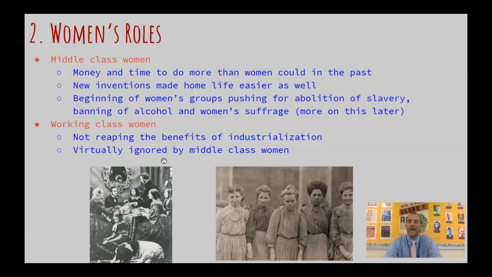Working class women are not going to have these benefits. They are not reaping the benefits of industrialization. The middle class women are really going to ignore them. They look down on working class women, seeing them as uneducated people who don't understand the ills of society. This would be the middle class women, along with some men, and this would be the working class women. Eventually women are going to replace men in the factories, and then children as well. So they're going to be working hard, difficult lives.